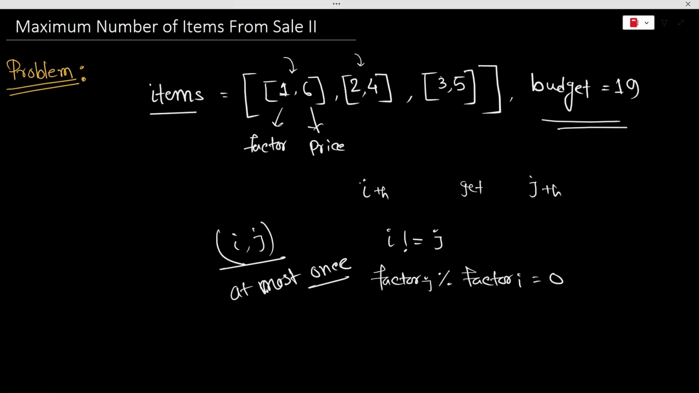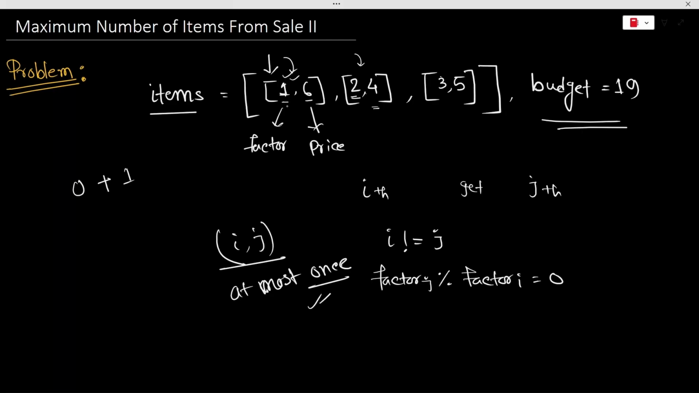For this case, suppose we buy the zeroth item, where the factor is 1 and the price is 6. And if you see this item, the factor is 2. So 2 is divisible by 1, right? So if we buy this one, we can get this as a free item. Now again, if we buy this one, we can't get this for free because we can get it at most once. So suppose we buy the zeroth one, we get the first index one as a free item.